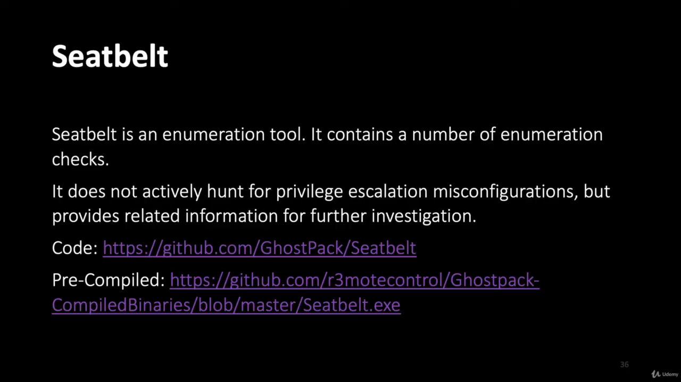Seatbelt is an enumeration tool, and unlike PowerUp and SharpUp, it will, by default, output a lot of information about the current system. However, it does not actively search for privilege escalations, but rather lists information related to potential privilege escalation techniques, and leaves it up to you, the end user, to investigate further. Seatbelt is useful, however, as you can run individual enumeration checks, combinations of checks, or even all checks at once.